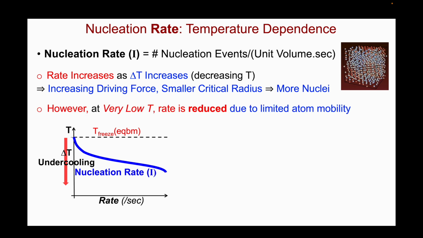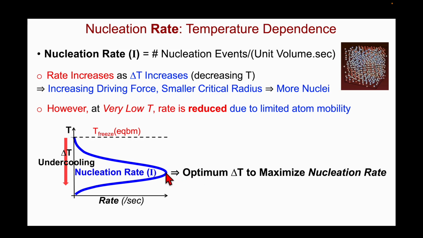So we'd expect our nucleation rate to dramatically increase as we lower the temperature. However, as the temperature becomes very low, the mobility of the atoms is reduced, and this counters the delta T effect, and the rate will be reduced at lower temperatures, back down. Therefore, there is an optimum undercooling, a sweet spot where we can maximize that nucleation rate because of these two competing factors.